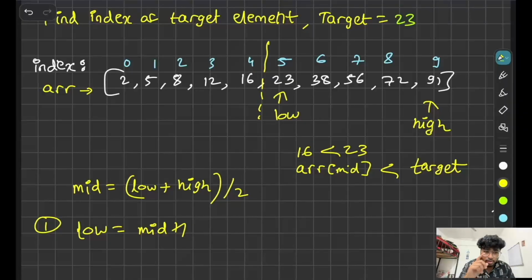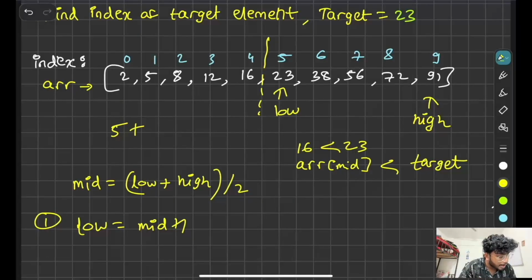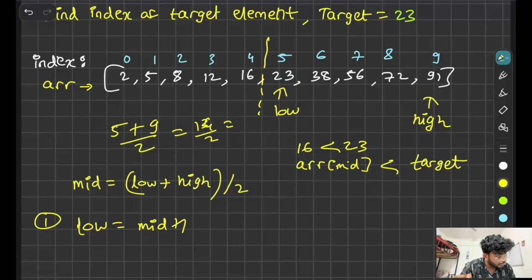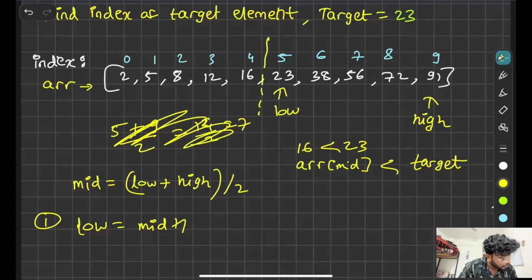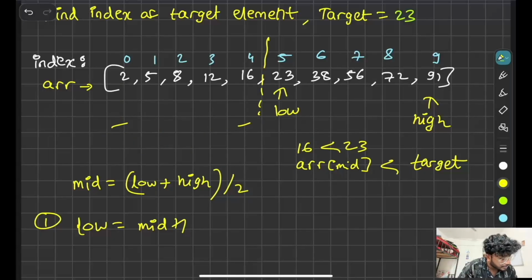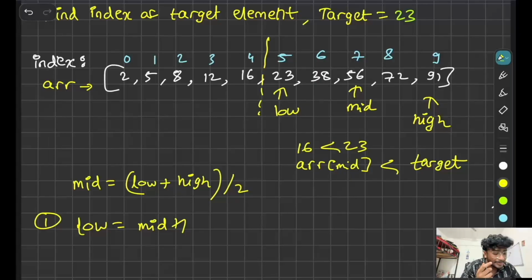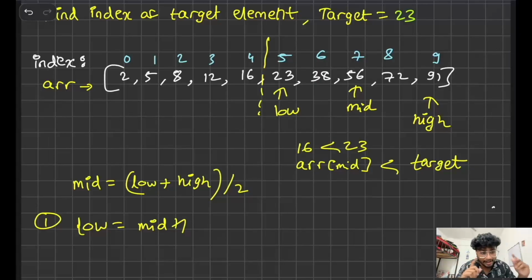So again we will do the same thing. Now calculating mid, which is just low plus high by 2. My low is 5, my high is 9, so 14 by 2, which is 7, right? I'll just erase this. So we have our mid as 7 here, right? Now we will do again the same thing of elimination.